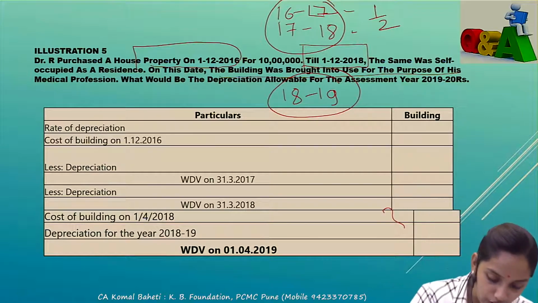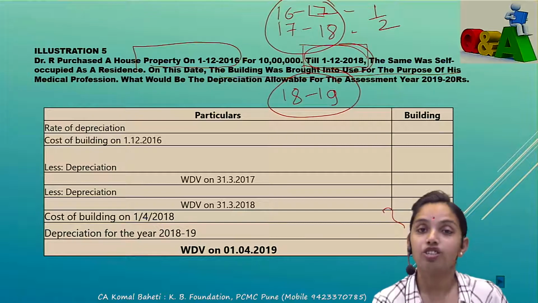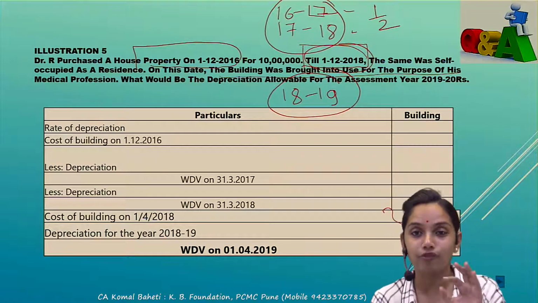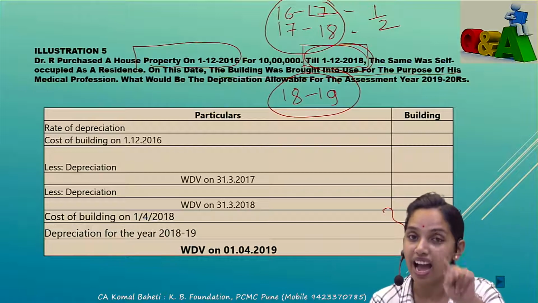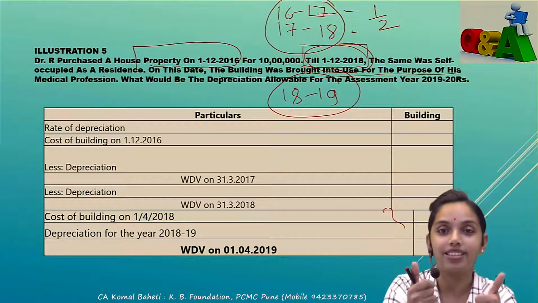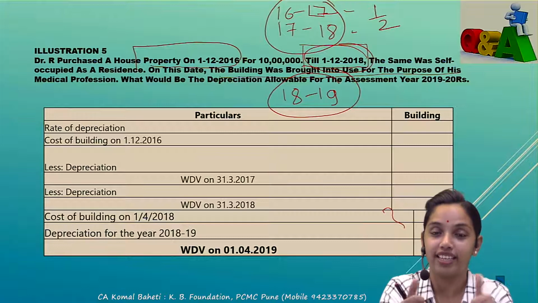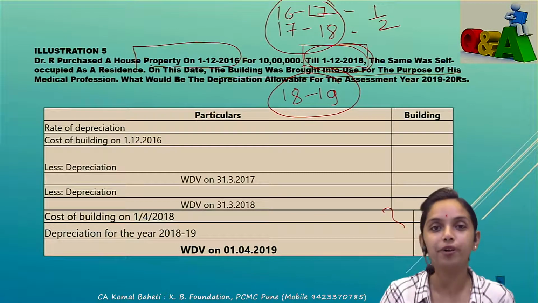Now look, the asset has been used for the business or the profession on the 1st of December 2018. So in 18-19 it was put to use for less than 180 days. Agreed, 100%. But to get a half rate, there are two conditions. What are the two conditions? Purchase during the year, and in the same year the asset has been put to use for less than 180 days. Both the conditions need to be satisfied together, then only the half rate would be applicable.